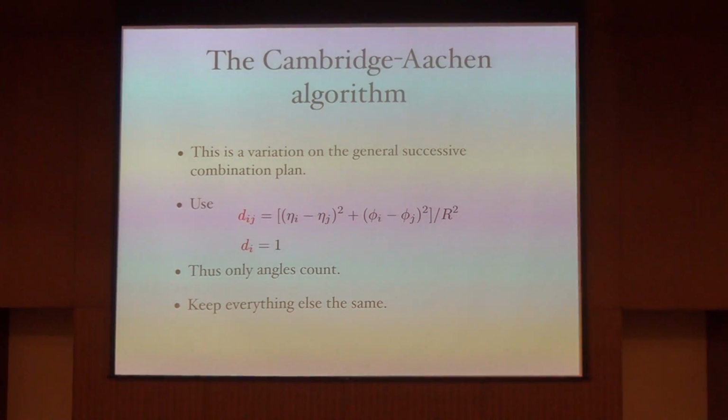What you do is the same style, but now the Dij is the angle difference squared divided by R squared, but no pT squared. And the Di is just 1. So if you put things together with a Cambridge-Aachen algorithm, only angles between protojets count. The transverse momentum in the protojets doesn't count. Well, you might think that's nice. It's certainly simple.